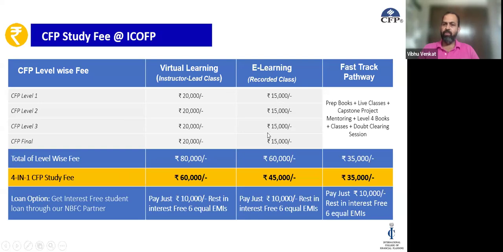And for the e-learning, if you just want to take 1 level, or 2 levels or 3 levels, you will not have the live classes, but you will have the recorded classes, which you can watch, right? If you take it as a bundle, in place of 60K, it is only 45K. And this one, if you take it as a bundle, in place of 80K, it is only 60K. You also have an EMI option where you just pay 10K, and this is very seamless.